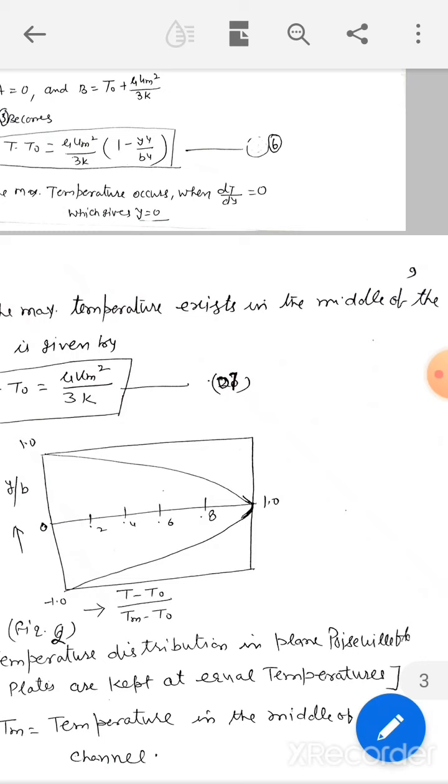The plane Poiseuille flow geometry is useful in many engineering branches. We use this result in these branches and get the appropriate results.